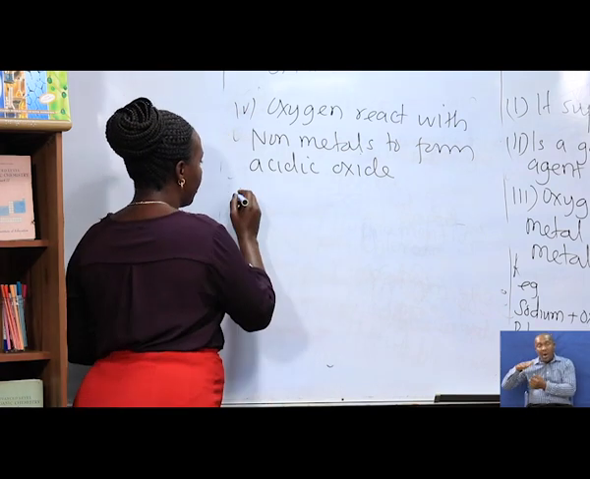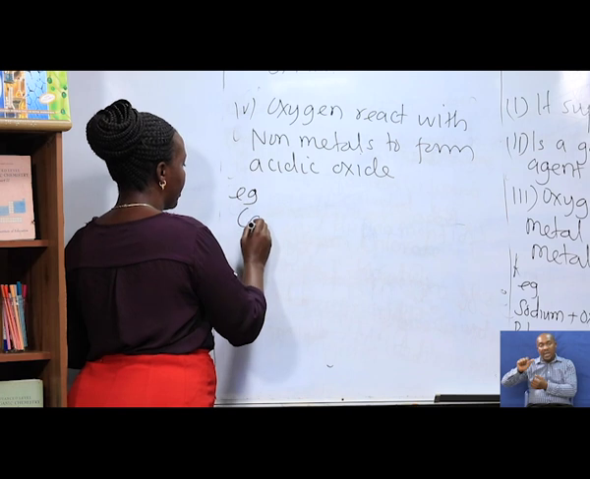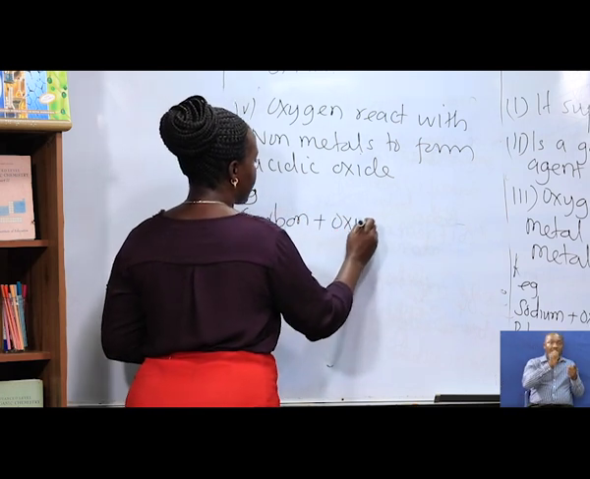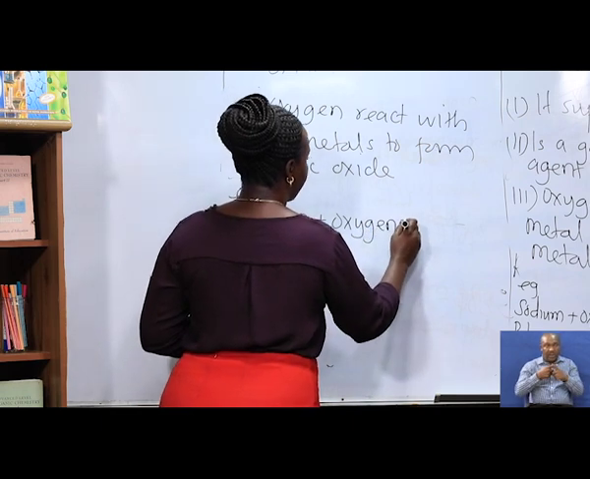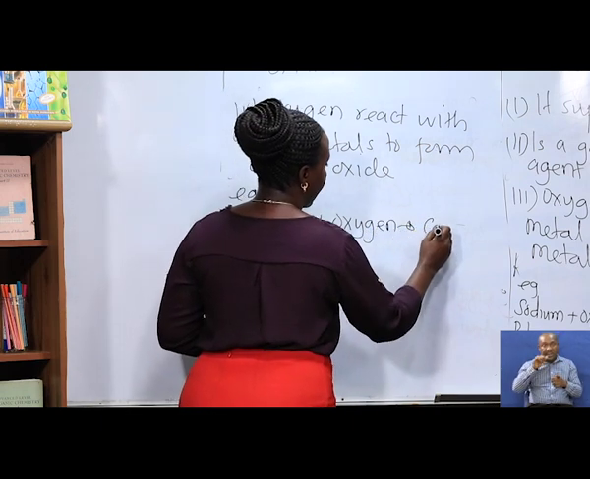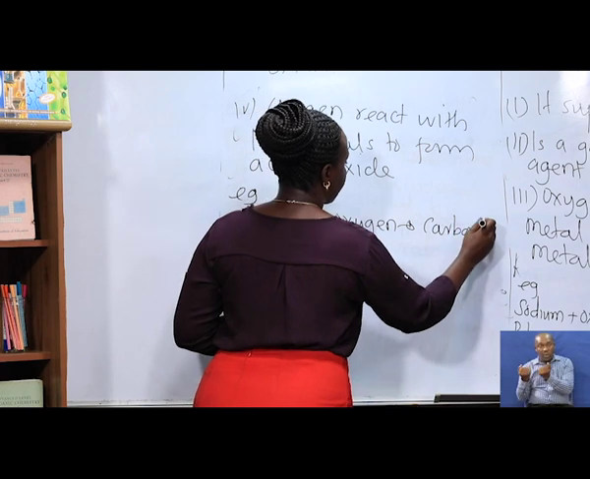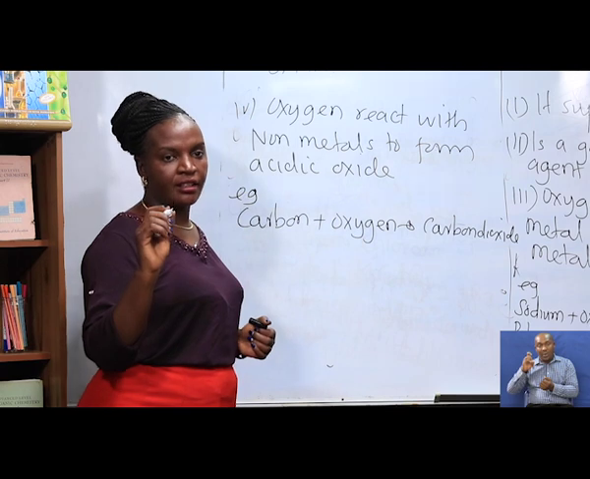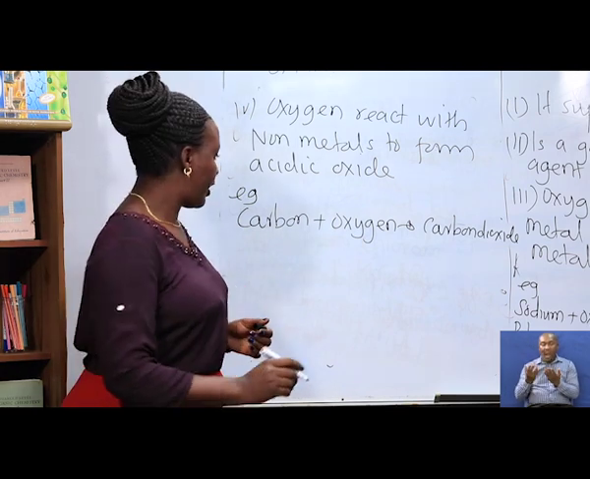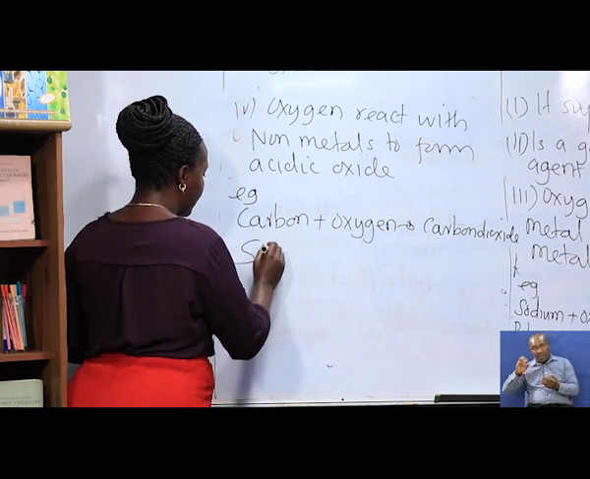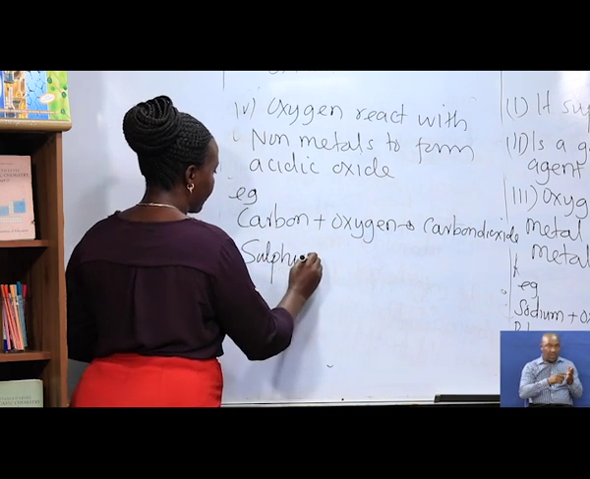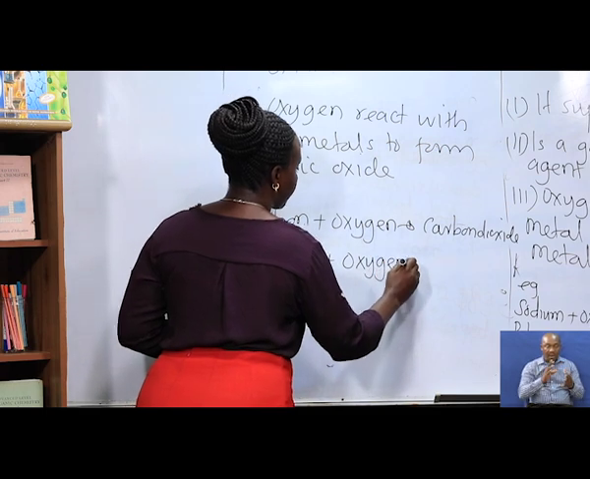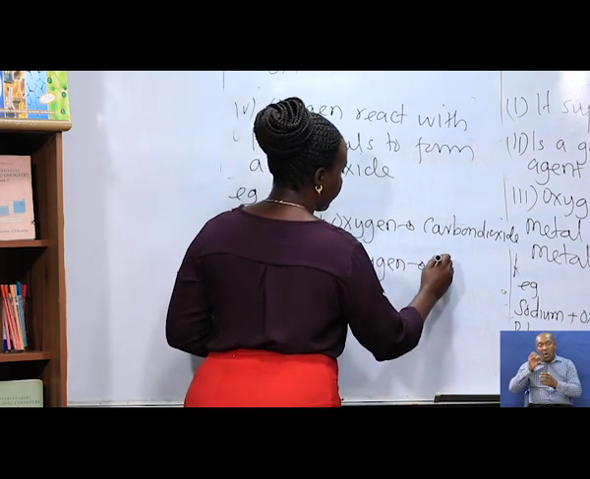For example, carbon reacts with the oxygen, and once they react, they produce carbon dioxide. This is acidic oxide or non-metallic oxide. Example, sulfur reacts with the oxygen. Sulfur is also a non-metal, and it produces sulfur dioxide.